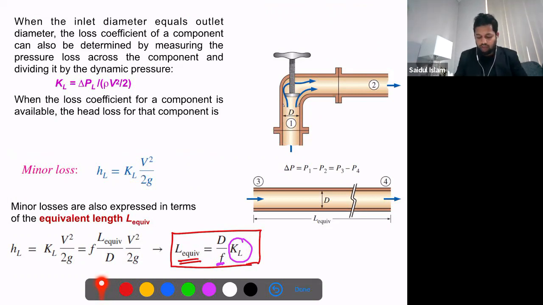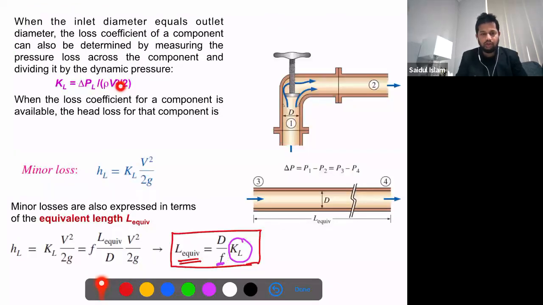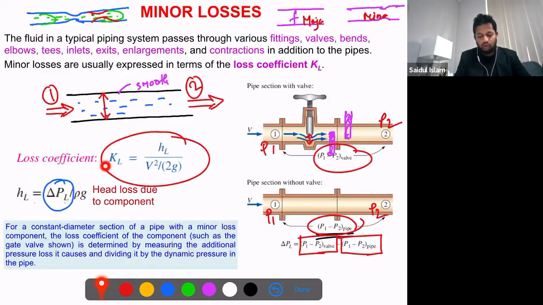And here, if you are confused about why KL equals delta P_L over rho V squared, you just need to substitute this head loss value here, and then you will get it. And if you simplify this further, then you may get this as well. So forget about that. We are going to use these expressions for the loss coefficient in some cases, and in most cases, it will be given in the problem.